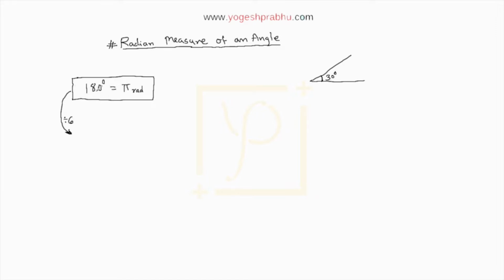So if I divide 180 by 6, is it going to be 30 degrees? 6 3s are 18, and it will be 30 degrees, right? And this is 30 degrees, and I'll divide by 6 on this side also. So it will become pi by 6, and this is pi by 6 radians. So this is how we basically convert degrees into radians.